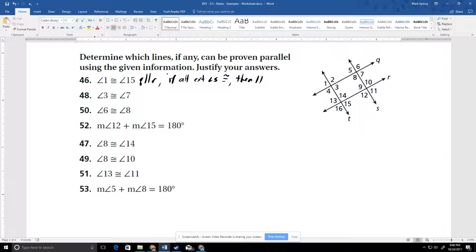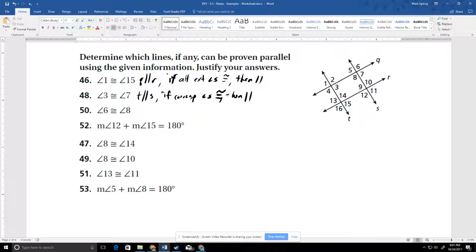All right, 3 and 7. Well, 3 and 7 form sort of these. So we have T and S as the parallel lines. And I think we did these before in class. But basically, 3 and 7 are corresponding. So if those corresponding angles are congruent, then we can say the lines are parallel.